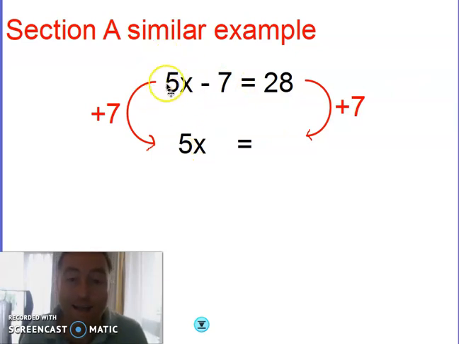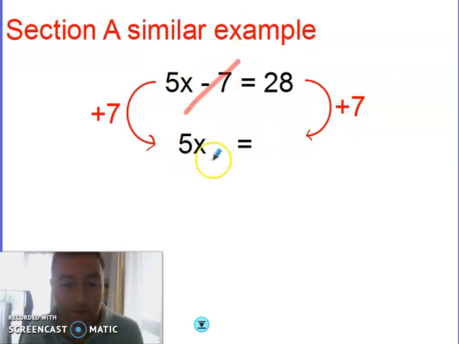I don't add any x's. The x is unknown, they're separate from the numbers. So when I'm doing something with numbers, leave the x's alone. When you're doing something with x's, leave the numbers alone. So 5x minus 7, I added 7 to cancel that out. Basically what I was doing was I was saying get rid of that.